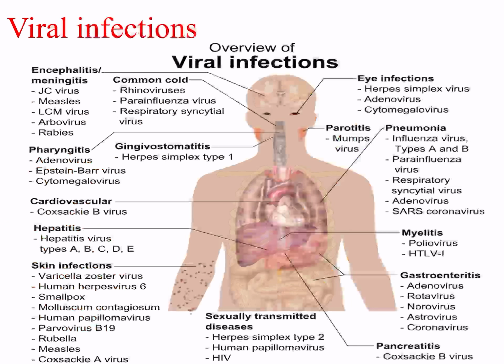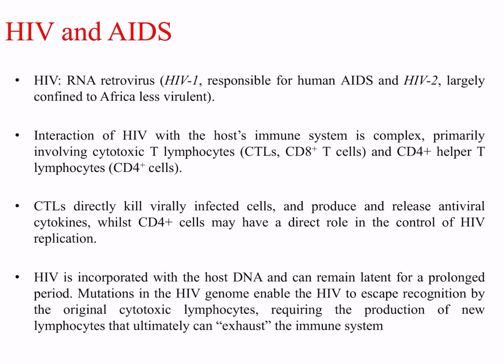This slide shows some of the most common viral infections and the anatomical locations where they tend to affect, including the common cold, pneumonia, STIs, and skin infections. The human immunodeficiency virus, or HIV, is an RNA retrovirus with two major kinds. HIV-1 is responsible for human AIDS, and HIV-2 is largely confined to Africa and is less virulent.